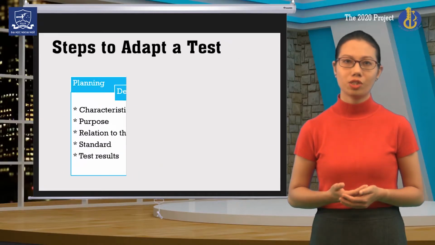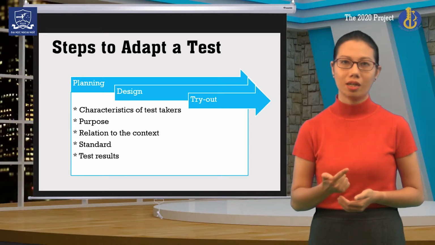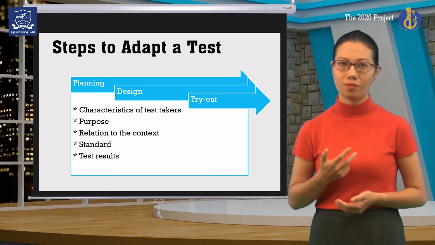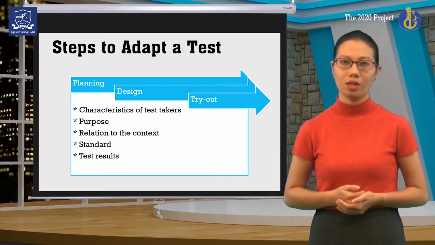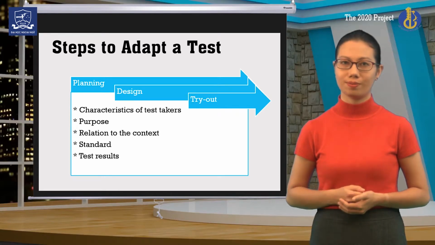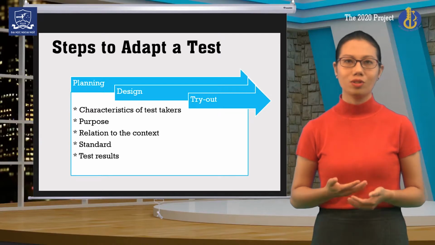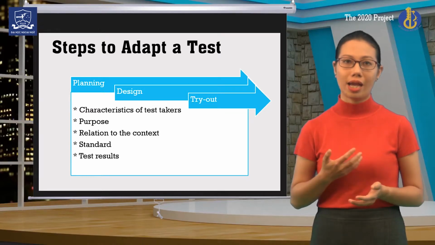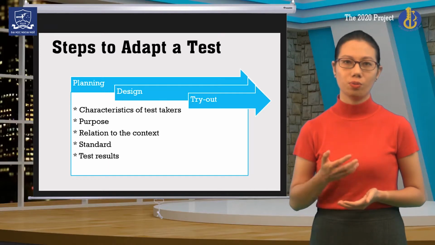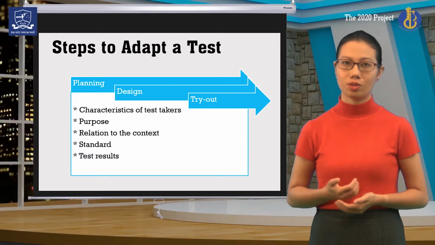Test developing procedure can be divided into 3 stages: planning, design, tryout. The most important questions that the test developer needs to ask are: what are the characteristics of the test takers to be tested? What is the purpose of the test? How does the test relate to an educational context? What standard is needed for the proposed purpose? How will the test results be used?